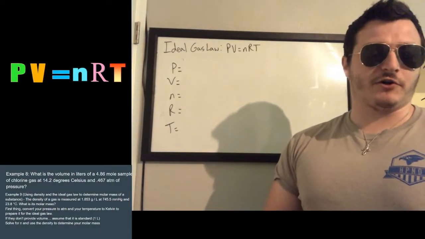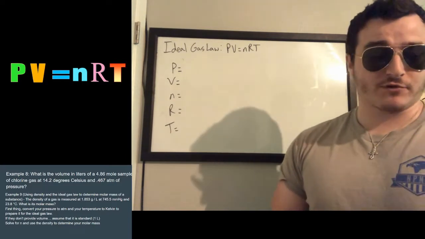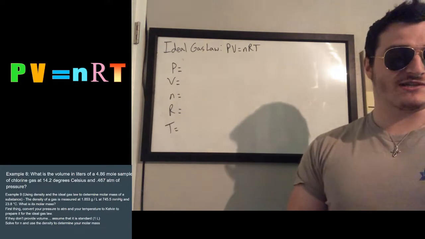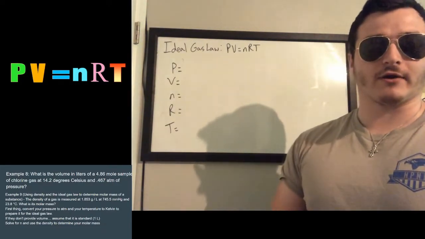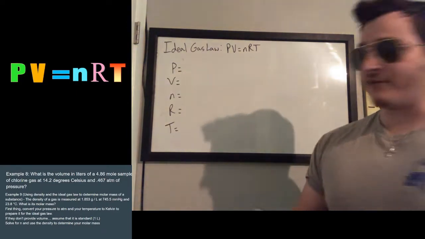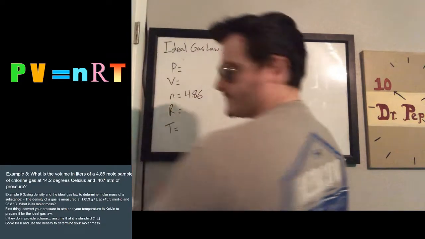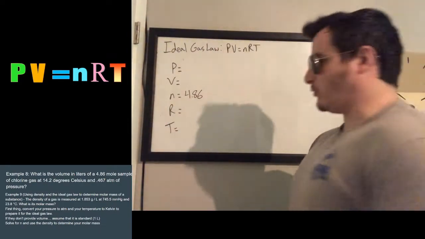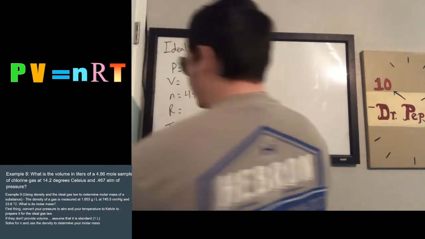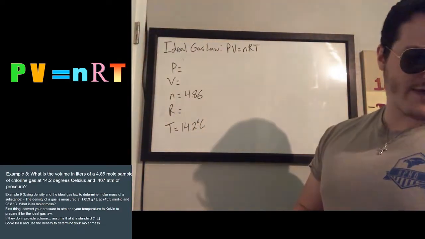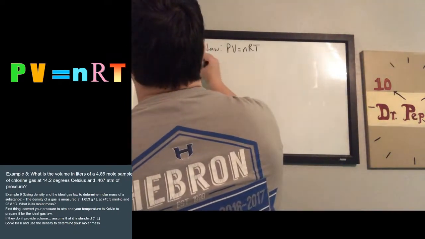Example 8 reads, what is the volume in liters of a 4.86 mole sample of chlorine gas at 14.2 degrees Celsius and 0.467 atmospheres of pressure? Same exact setup, we're just looking for a different variable here. Here we are looking for volume. We have 4.86 moles. We have 14.2 degrees Celsius. And we have a pressure of 0.467 ATM.